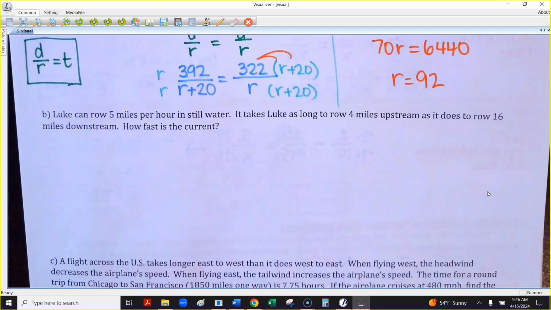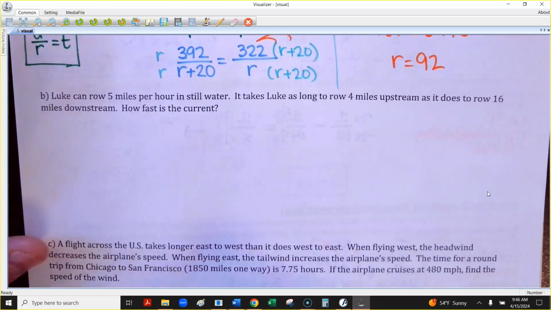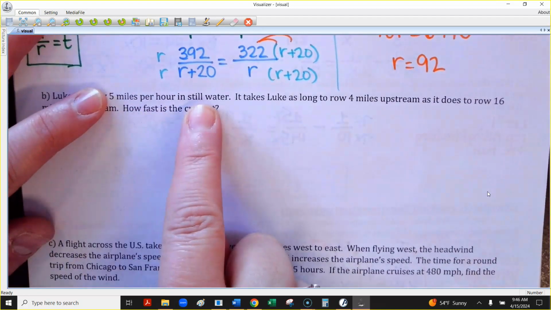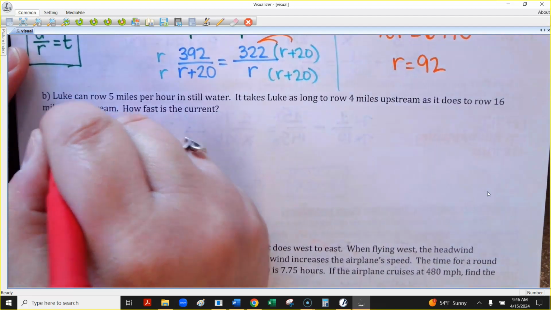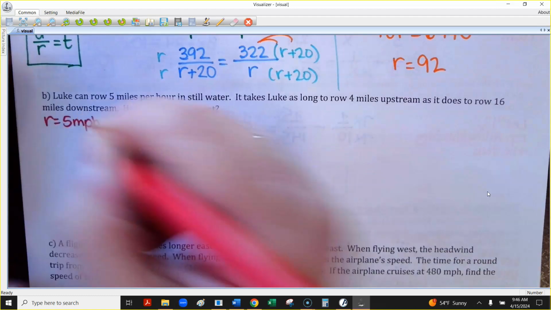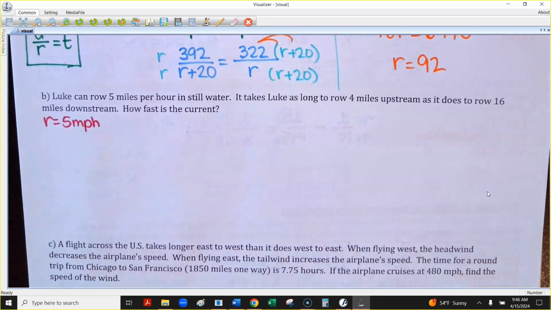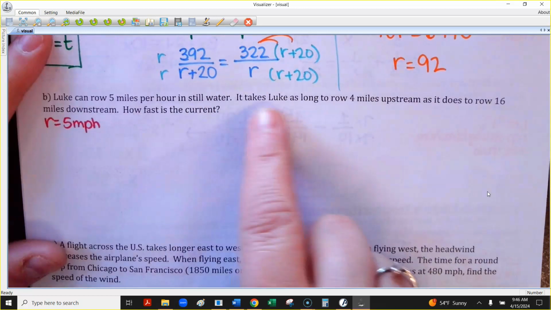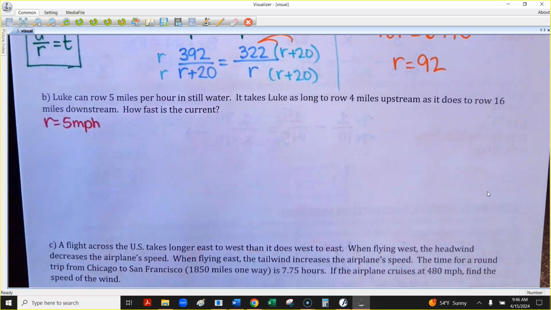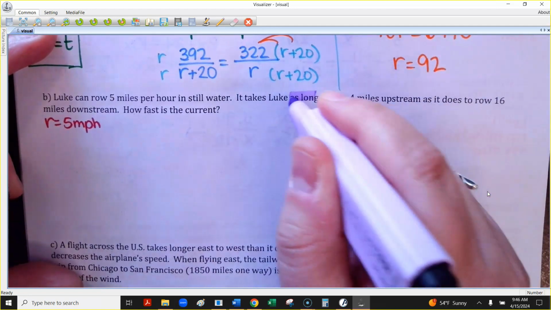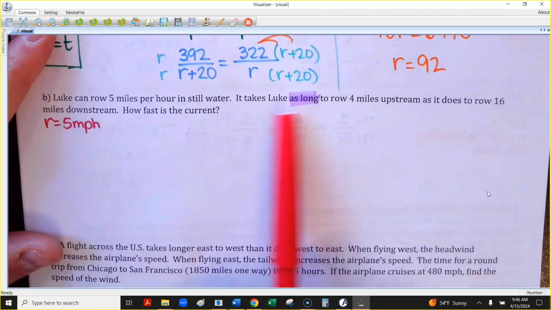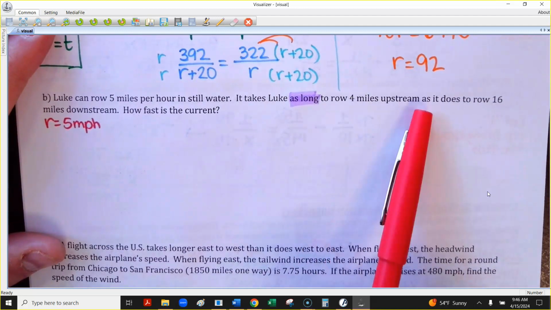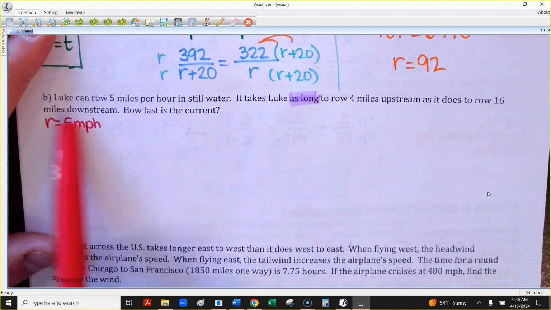Now, this is kind of a weird problem. It says Luke can row 5 miles per hour in still water. All right, so his rate is 5 miles per hour. So that's his speed. So they're giving me the rate here. Okay, it takes Luke as long, so I know this is kind of a little deceiving. So these are going to be two times that are the same again. Takes as long to row 4 miles upstream as it does to row 16 miles downstream.